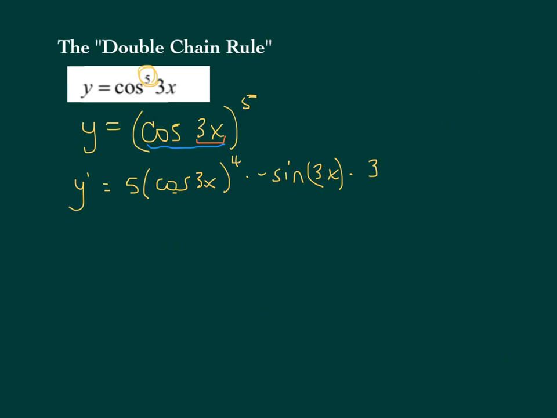All right, so finally, last step, I'm going to go ahead and clean that up. So I have 5, I have a negative 1, and I have a 3, which is going to be negative 15 cosine to the 4th of 3x, if I want to write it like that, and then sine 3x. All right, and that's my final answer.